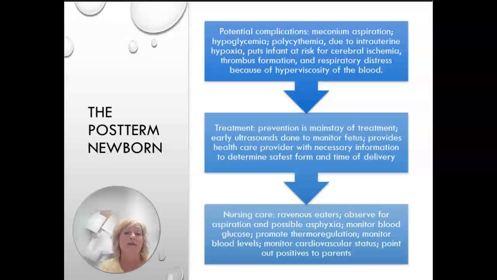So, and think about it, if we have lots and lots of red blood cells, our blood gets thicker. So we can have that thick blood. So how do we treat this? Well, prevention is to make sure that we prevent these post-term babies.